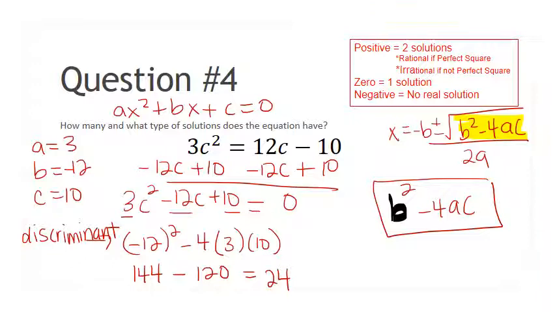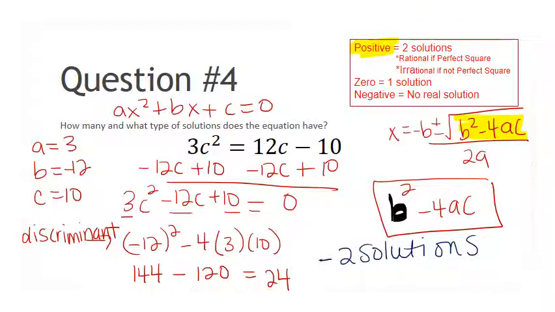So I'm going to go up to my little handy chart up top here and see that, oh, that's black, that's not going to help me highlight there. We can see that that's a positive solution. So we know that we're going to have two solutions. And we want to know what type of solutions they are. So are they rational or are they irrational?